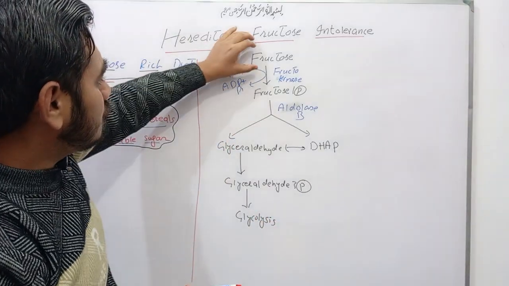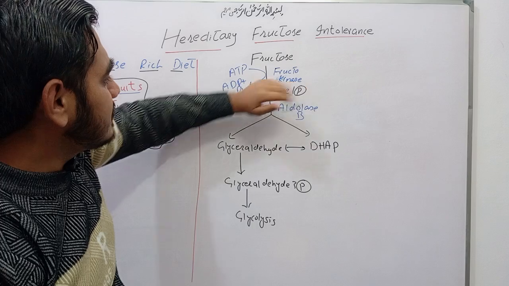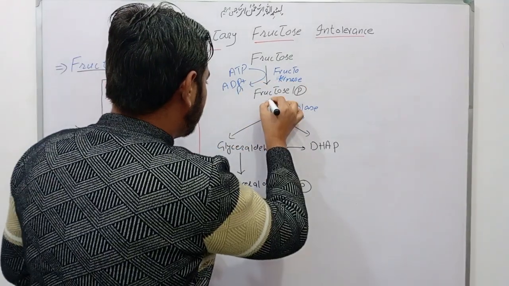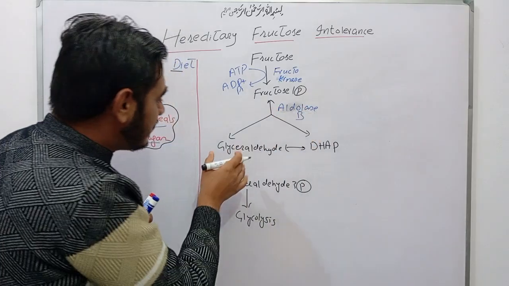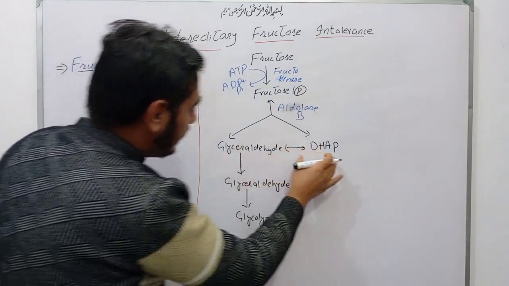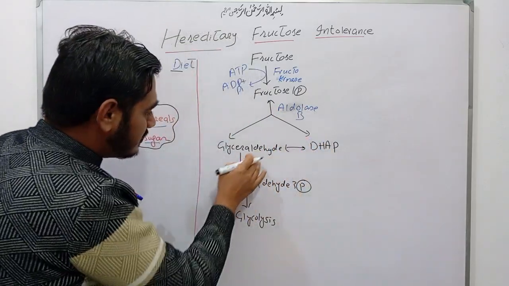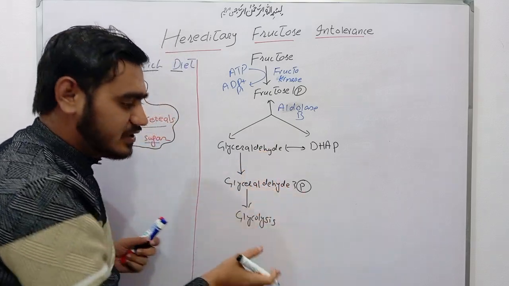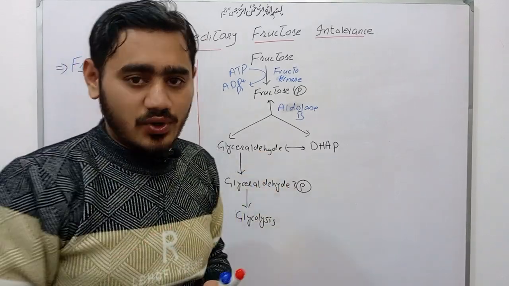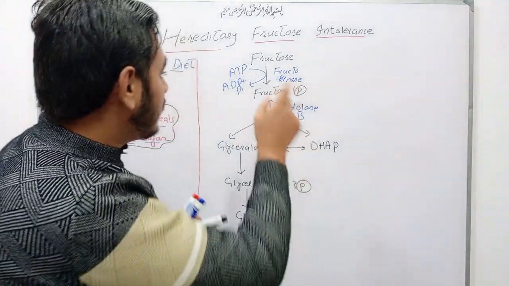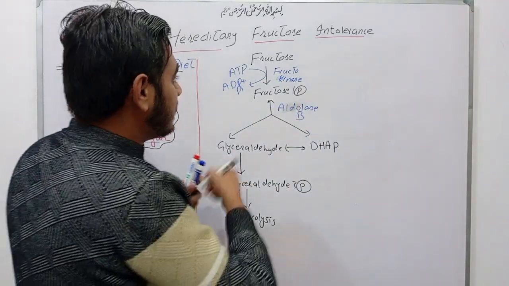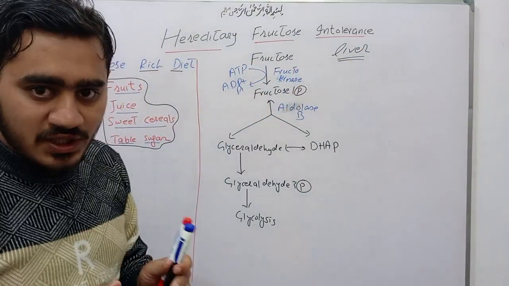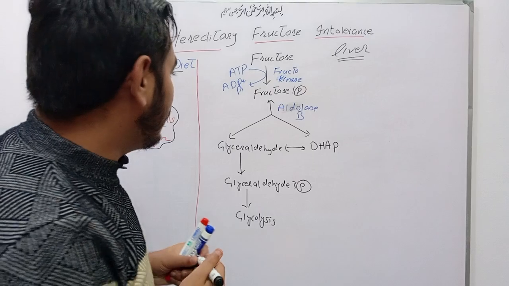Friends, this fructose by the action of fructokinase enzyme converts into fructose 1-phosphate. Okay, with the help of aldolase B enzyme, it converts into glyceraldehyde and dihydroxyacetone phosphate. This glyceraldehyde in the next reaction converts into glyceraldehyde 3-phosphate, and ultimately it leads to the glycolysis process. Friends, this fructose metabolism takes place in the liver.